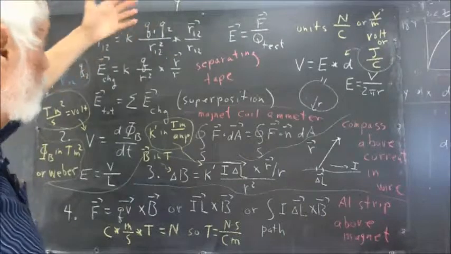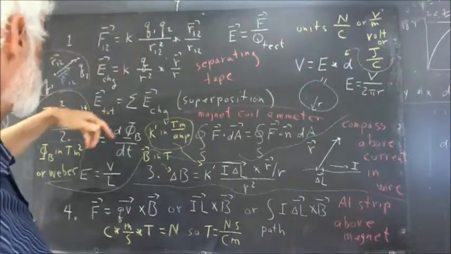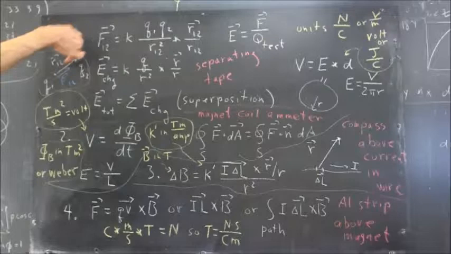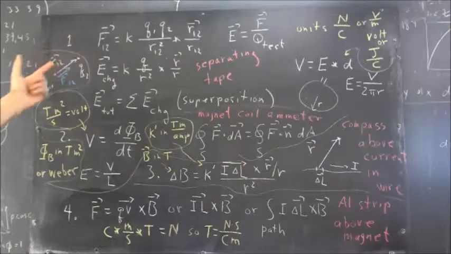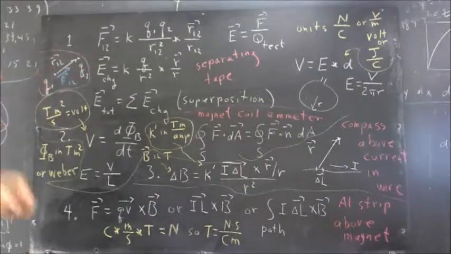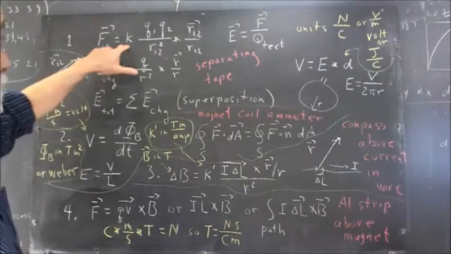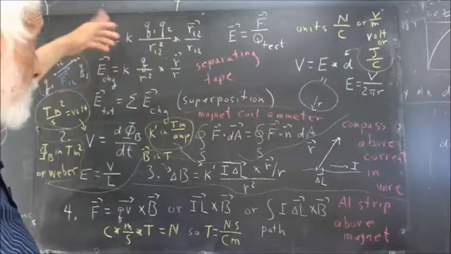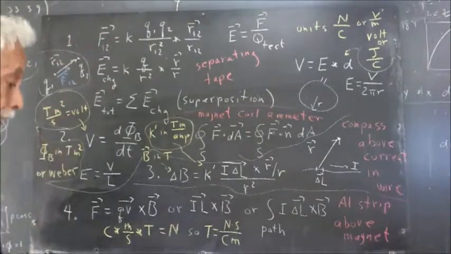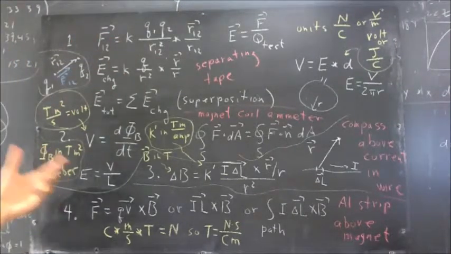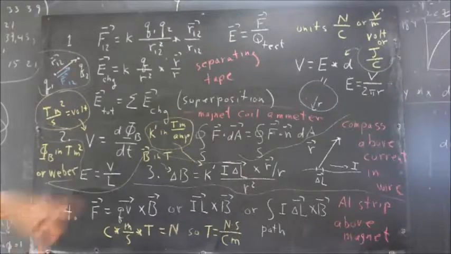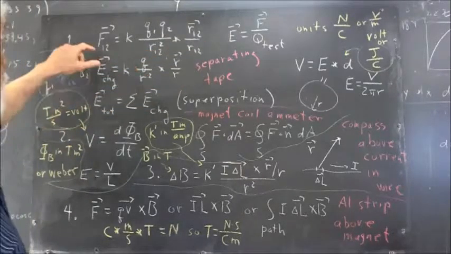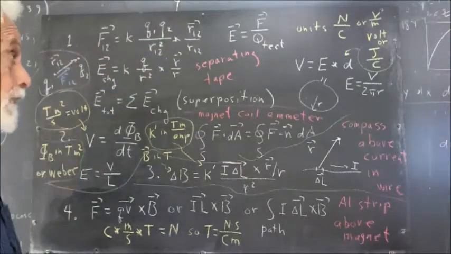Q1 times Q2 is negative if the charges are unlike, which would give you a force back in this direction. And if the charges are like, the force is in the same direction as R12. The constant K, and we're reviewing here, we know that constant is 9 times 10 to the 9th newton meter squared per coulomb squared, good to about 3 significant figures, allows us to calculate the force of any charge on any other charge.